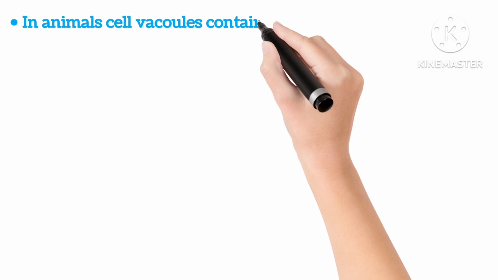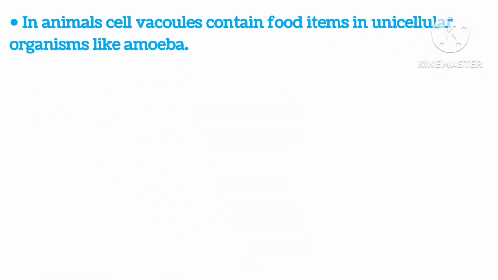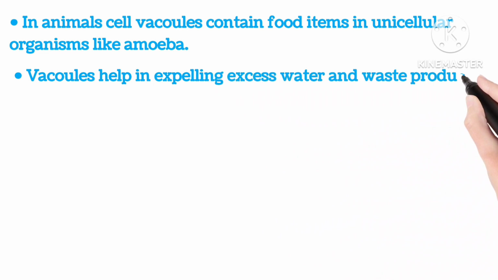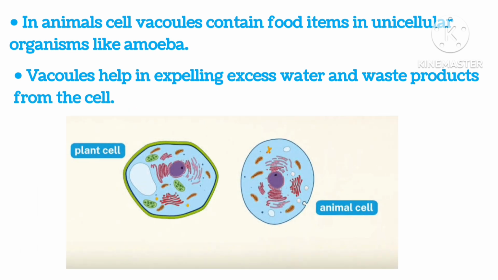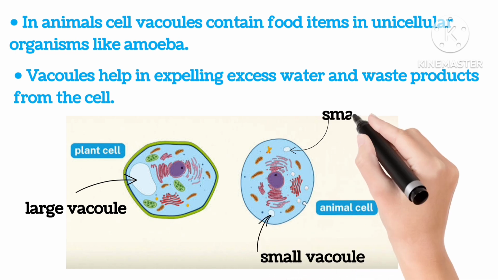In animal cells, vacuoles contain food items in unicellular organisms like amoeba. Vacuoles help in expelling excess water and waste products from the cell. You can see over here the plant cell has large vacuoles and the animal cell has multiple small vacuoles.